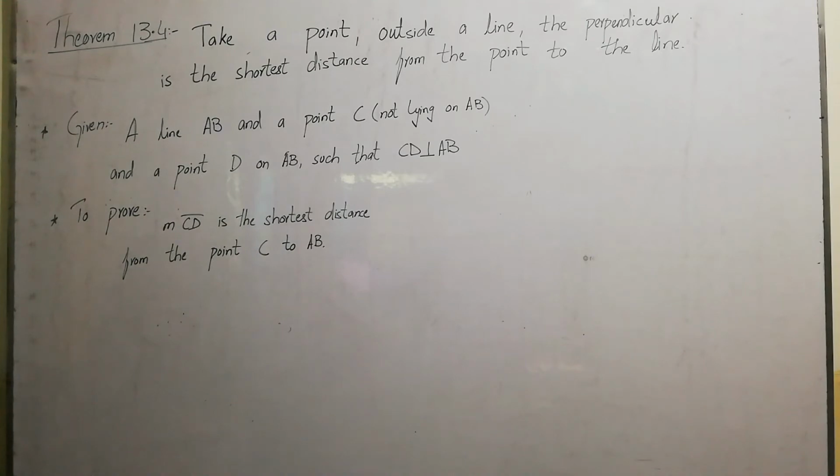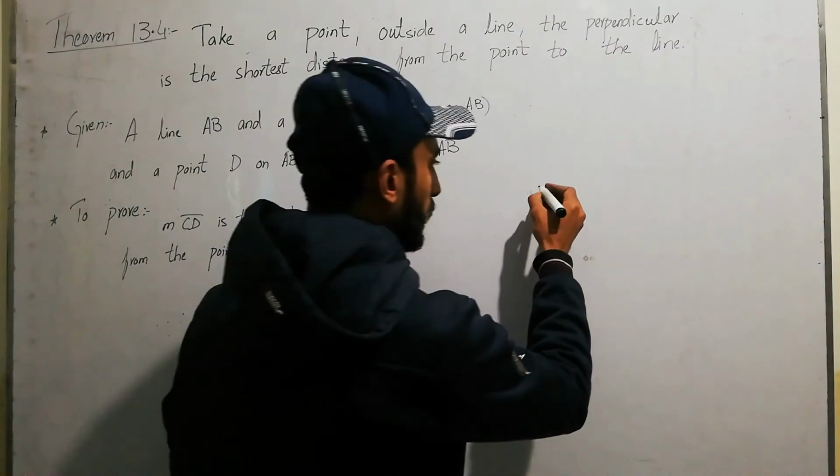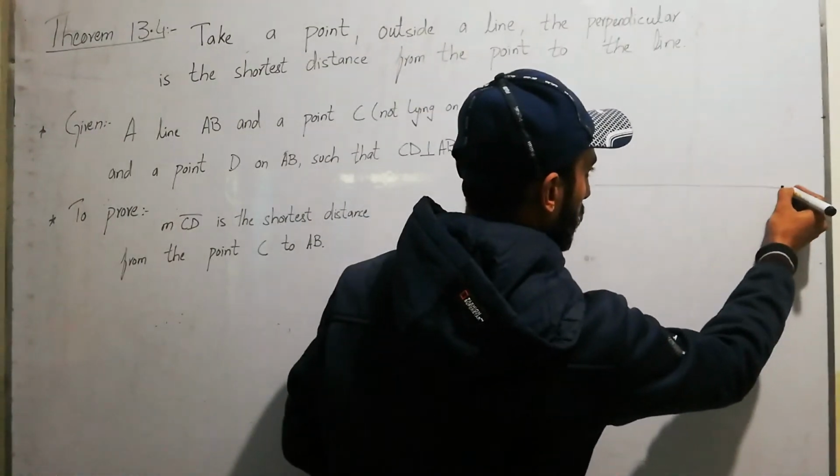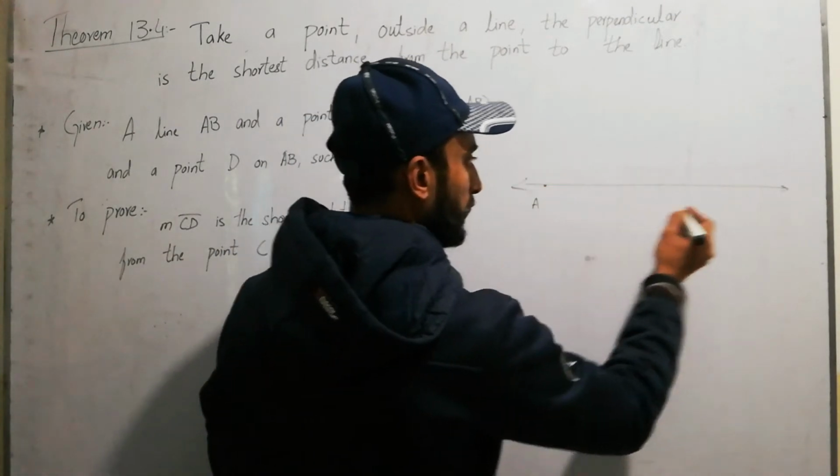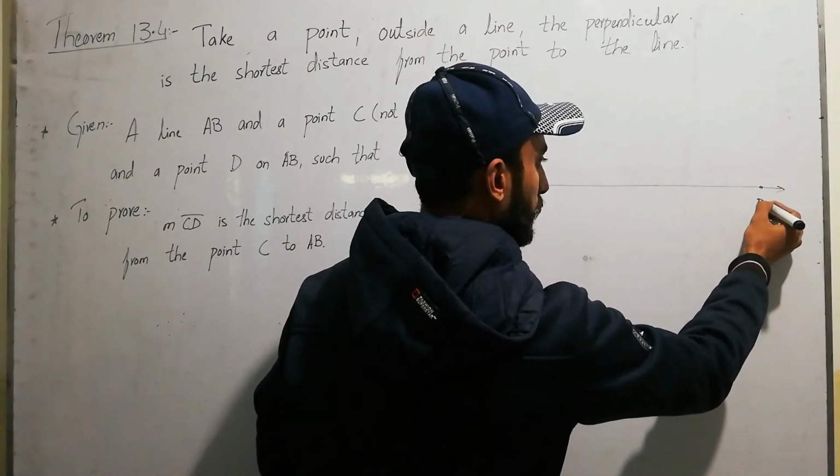Now in theorem 13.4, first of all read the statement of the theorem. Take a point outside a line. The perpendicular is the shortest distance from the point to the line. First of all, we have to draw a line. Here is a line AB. For example, this is a point A, this is a point B.